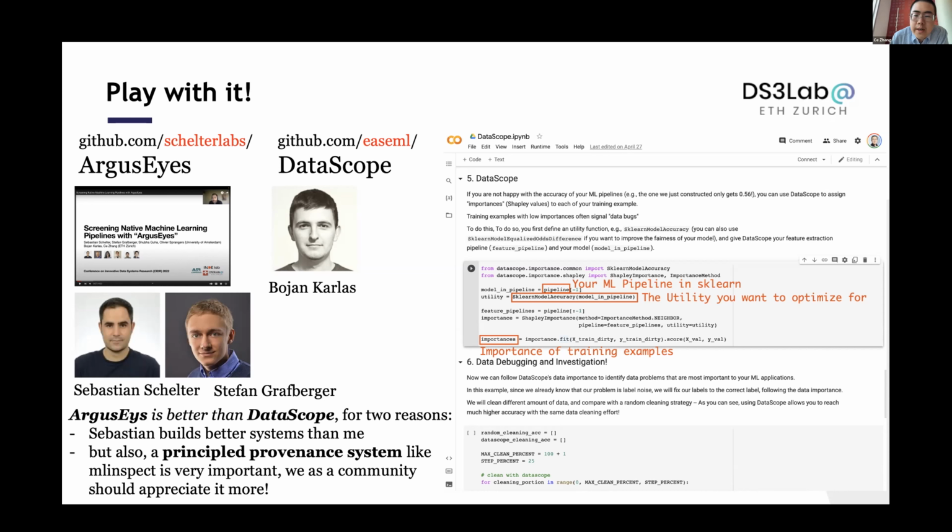The reason that ArgusEye is faster and more robust than Datascope that we built ourselves is that ArgusEye takes advantage of ML inspect, because you have this principled way of describing, managing, and also querying over data provenance. You are able to implement all those higher level functionalities way faster than we can ever do by ourselves. To be honest, I think this is something that our community should appreciate more, the importance of this basic architecture about provenance management and its huge influence on higher level applications.